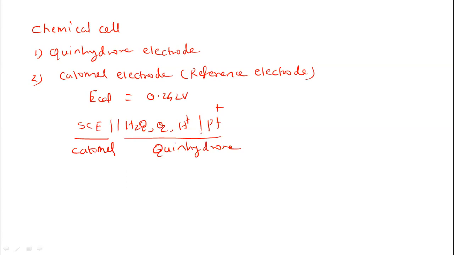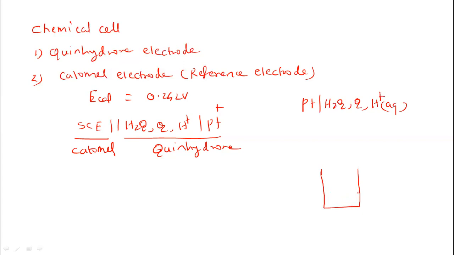Now let us see first what is a Quinhydrone electrode. The single electrode is represented in this way: platinum, hydroquinone, quinone, and hydrogen ion aqueous solution. Now, how is this Quinhydrone electrode constructed? It is very simple. We have to take a 100 ml beaker first, and in that beaker, we have to take the acid solution, HCl solution.